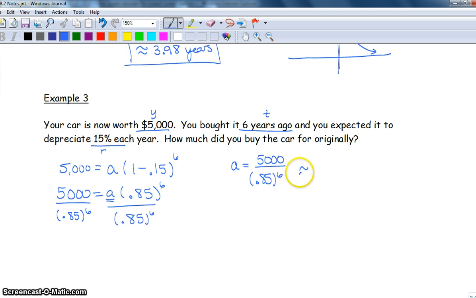And we're going to get that that's going to equal about $13,257.34. Okay, and that is all for your exponential decay models.